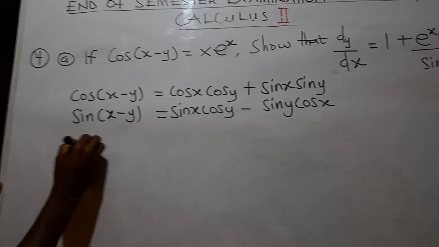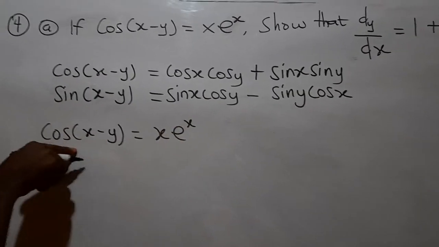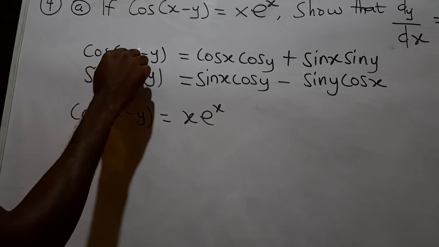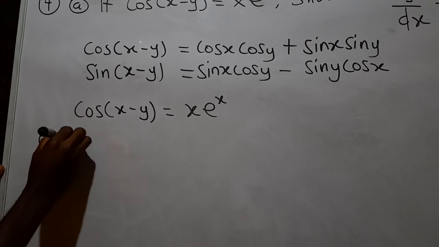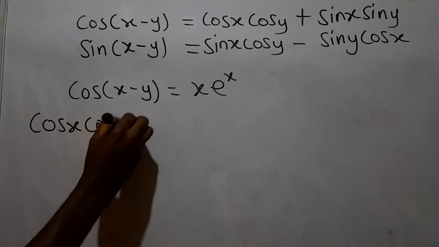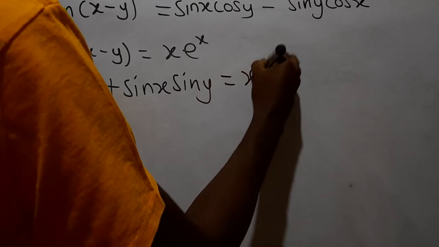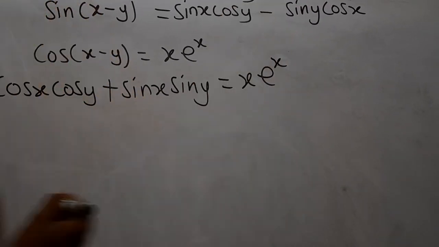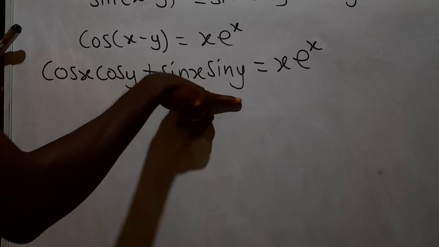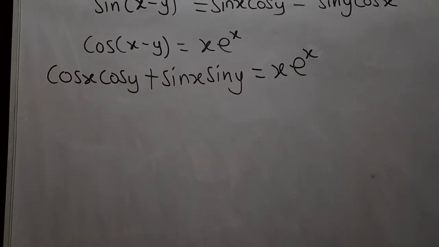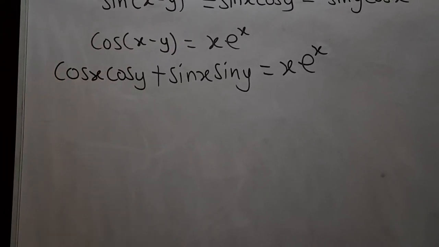So if we have cos(x − y) equal to x e^x, we need to expand this first. cos(x − y) is cos x cos y plus sin x sin y. So we expand and we get cos x cos y plus sin x sin y equal to x e^x. Now, how do we differentiate this? You see, this is multiplying, so we have to use the product rule. And remember, the y is dependent and it's multiplying, so we have to use implicit differentiation. So now, how do we do that?